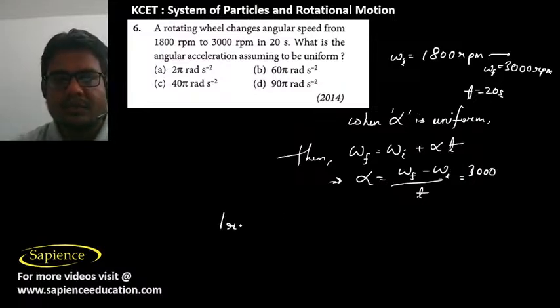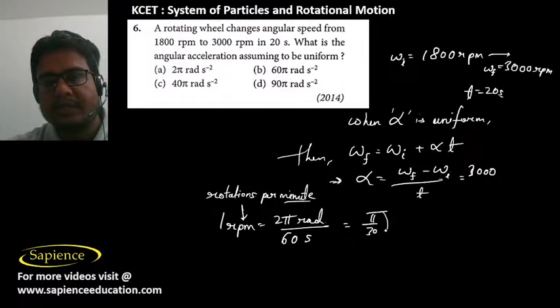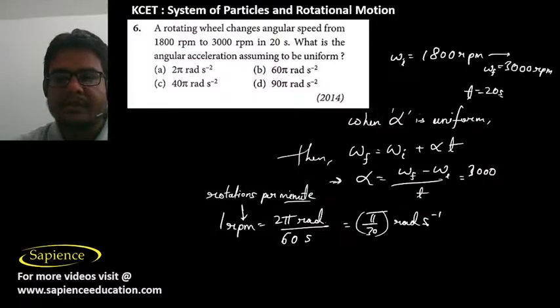So 1 rpm means 1 rotation per minute. So 1 rotation means 2 pi radian per minute. rpm means rotations or revolutions per minute. So 1 minute is 60 seconds. So I can say it is pi by 30 radian per second. So 1 rpm is pi by 30 radian per second.